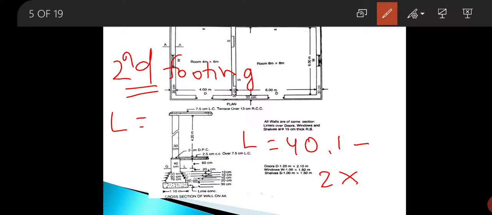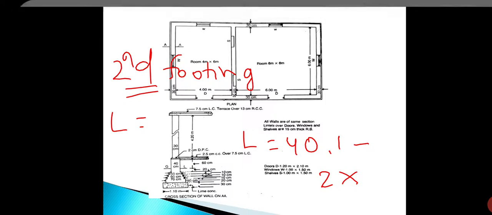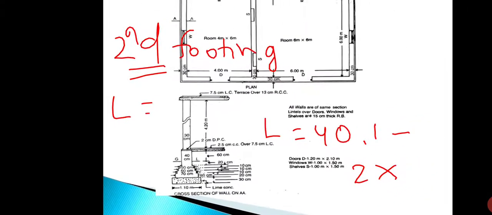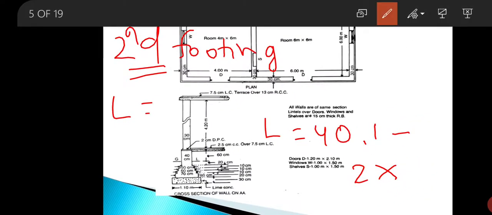So this will be 2 into, what is the width of your second footing? Your width of the second footing is, you can see here, this is 70 centimeter. So we have to deduct 0.7 by 2. 2 into 0.7 by 2. This will give us the length of the second footing.